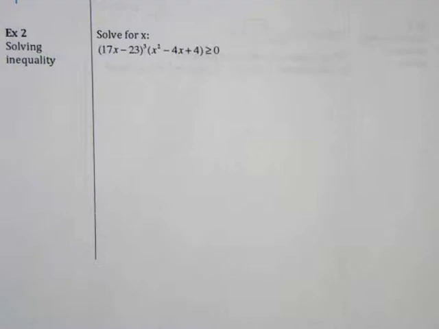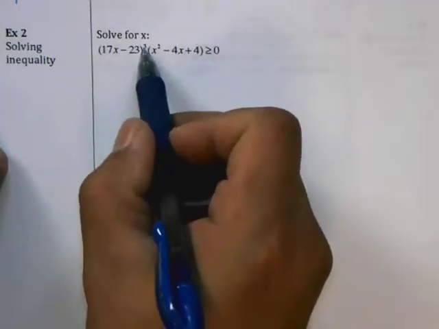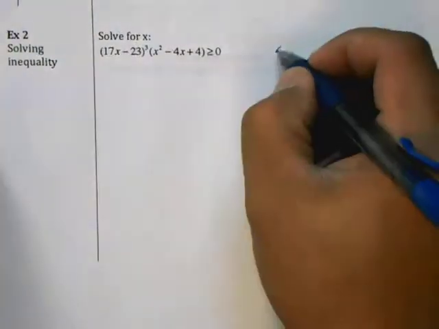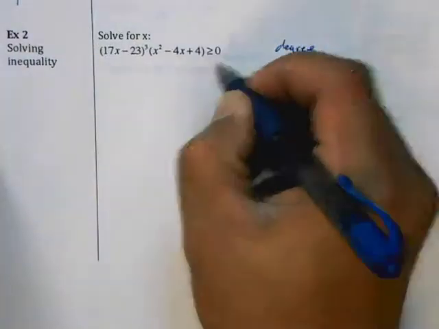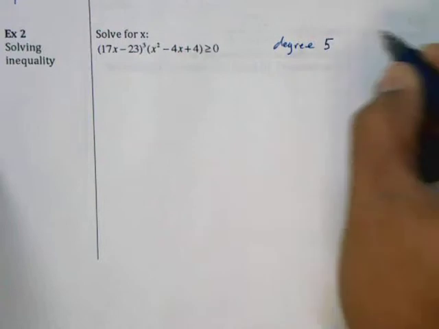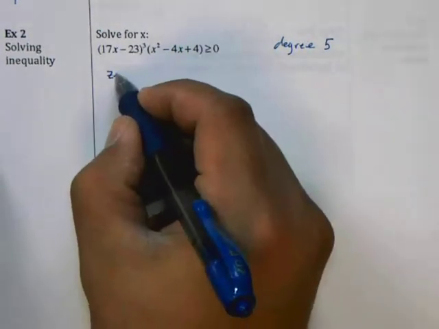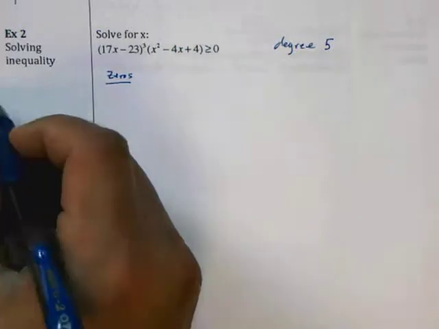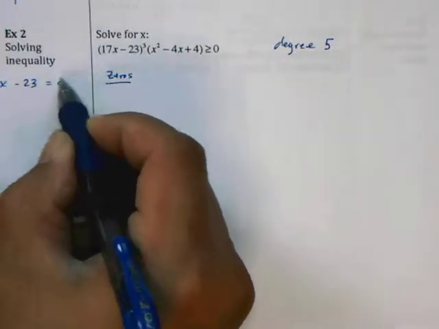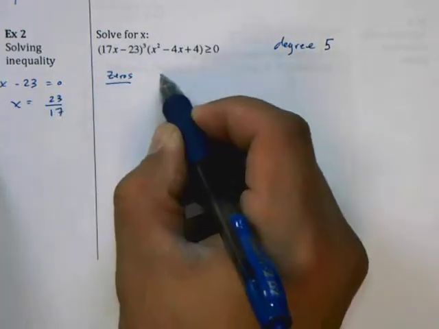And here I'm asked to solve an inequality involving a function that has a cubic factor to the third power, so overall it's going to be to the fifth power. So this is degree 5, and we're solving an inequality. When we're solving an inequality, it helps first to find the zeros. The zero here is 17x minus 23 equals 0. That gives me x equals 23 over 17.